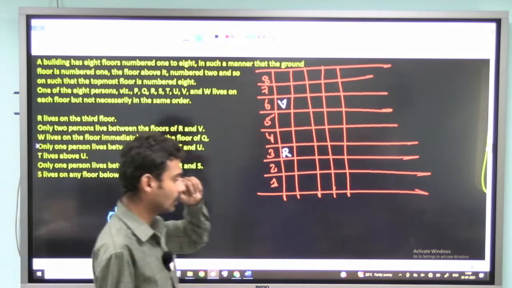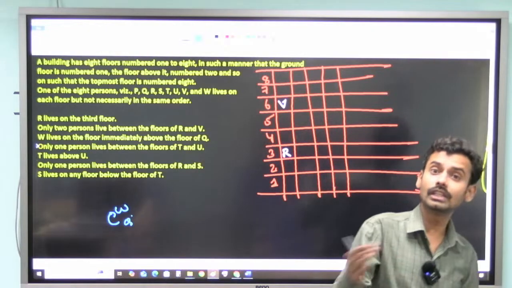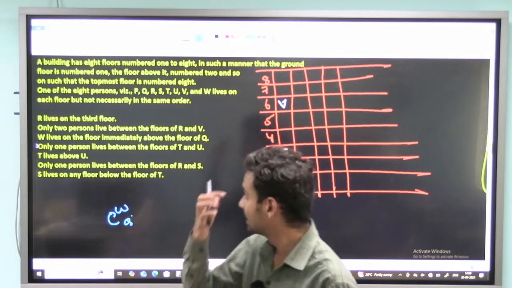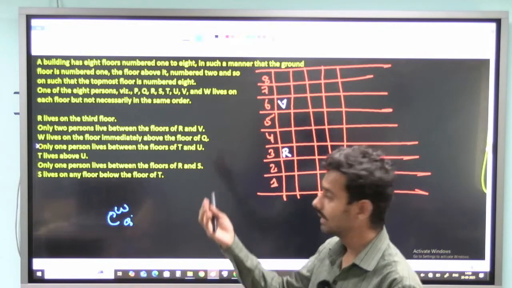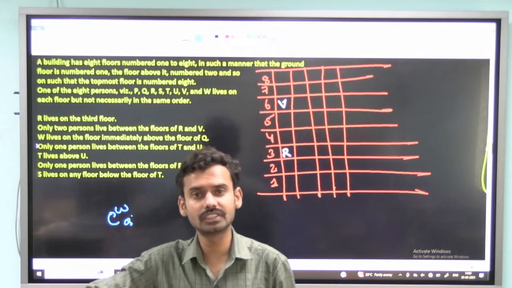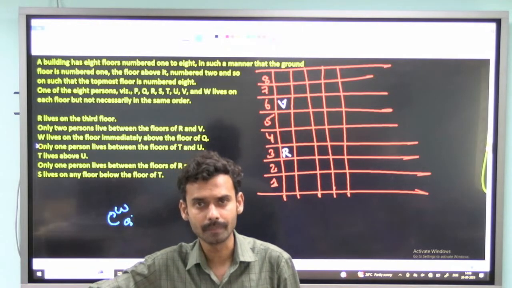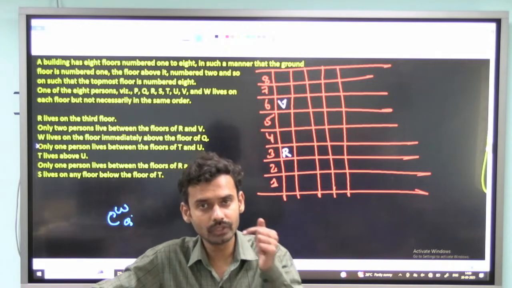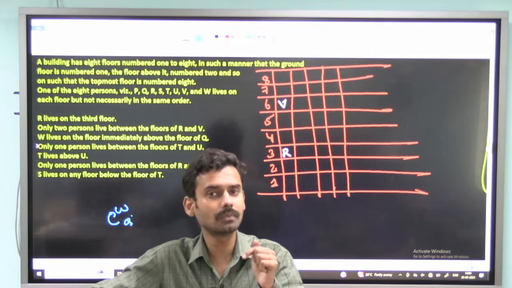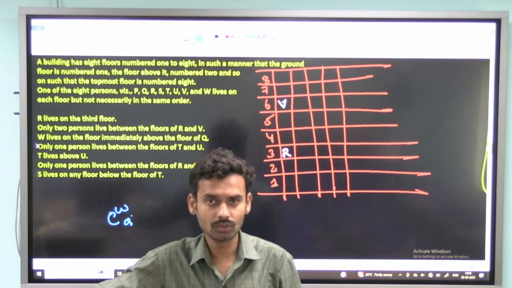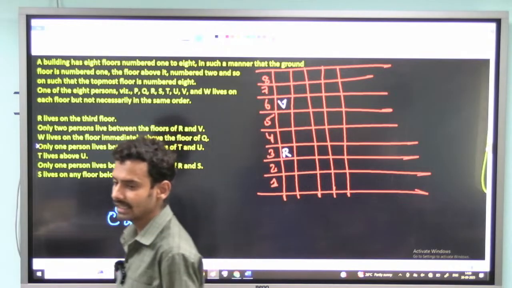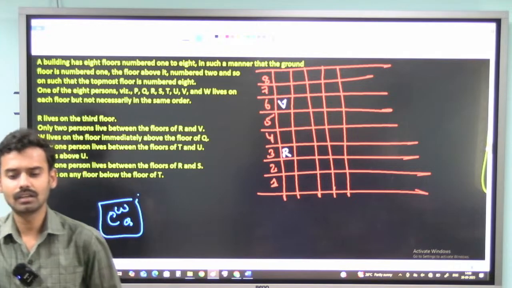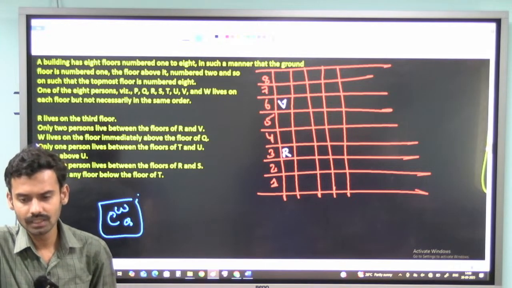Observe that they are giving the word immediately above. Suppose the question says W lives above the floor of Q; above need not be immediately above, it can be anywhere above. If Q is living on the third floor, then W can live on 4th, 5th, 6th, 7th, 8th, all are floors above Q. But if the question says W is living immediately above, and Q is on the third floor, the only possibility for W is the 4th floor. So be careful whether they are giving the immediately above case or just the above case. Here it is given as immediately above, so there is only one case.